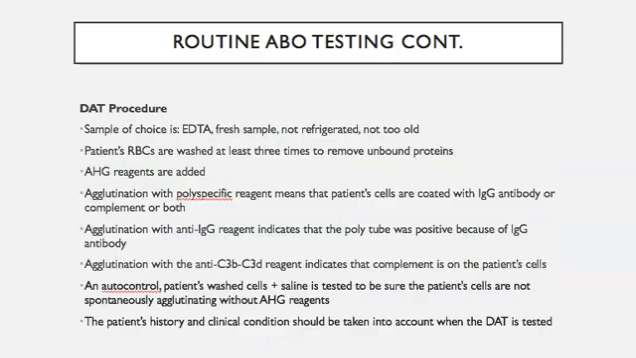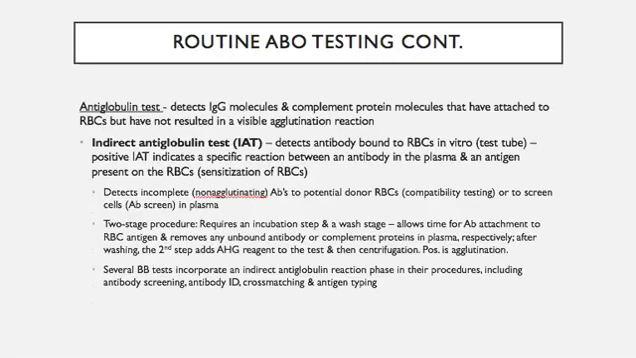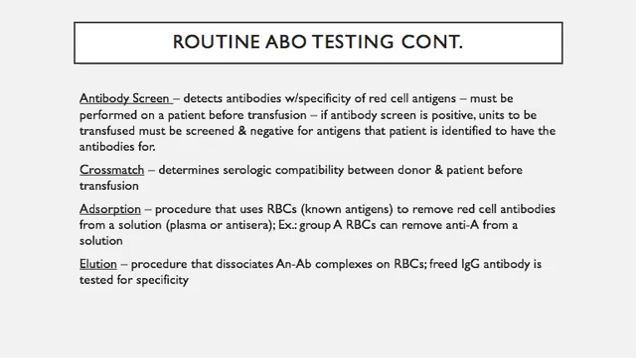And I think I skipped over... well, maybe not. Oh yeah, adsorption and elution. So an adsorption is a procedure that uses known red cell antigens to remove red cell antibodies from a solution. So we're trying to remove antibodies from either plasma or antisera. So for example, group A red cells can remove anti-A from a solution, and the reason why we would want to do that is if we suspect multiple antibodies, we can get rid of one to help us more easily identify the other one.